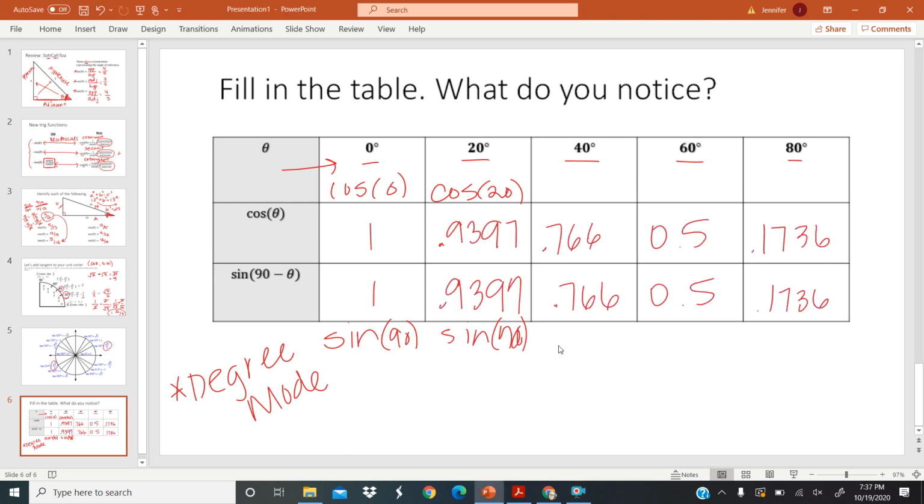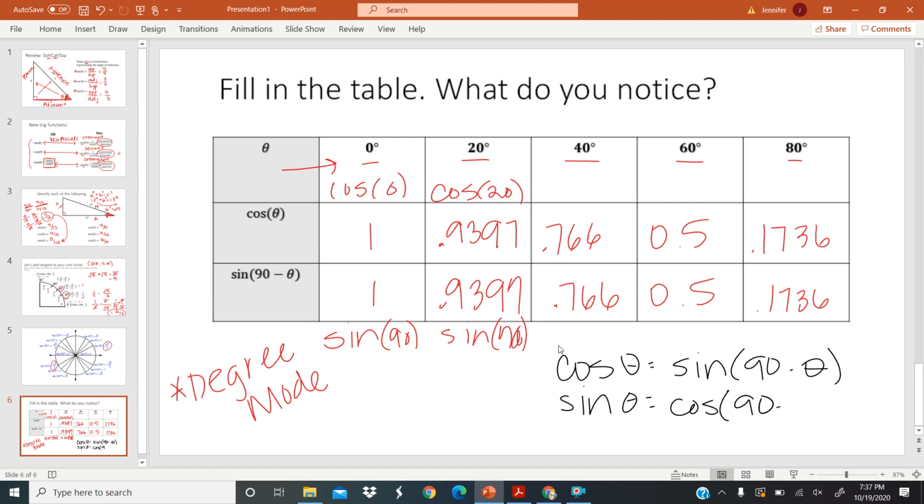Okay, so now I've got the table filled in, and what you should notice is that for each of these values, the cosine of theta is going to be equal to the sine of 90 minus theta. So that's just one of those rules that you need to know. So we're going to write it out: the cosine of theta is equal to the sine of 90 minus theta. And then that's going to work in reverse as well, so you're going to want to write this down too: the sine of theta is going to be equal to the cosine of 90 minus theta.